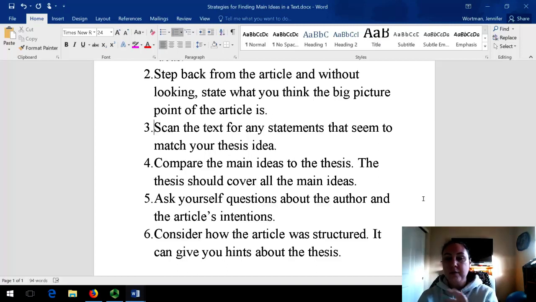If you have an article and you're like, wow, this whole article is just a list of advice for someone, then you'd be like, okay, well, my thesis probably should reflect that this is advice. And so you can try to figure out something about the thesis by considering, well, what was the structure of this article? What was the purpose? What was the author trying to achieve with how it's structured, how it's written? And so that can give you some nice hints about what the thesis may be.